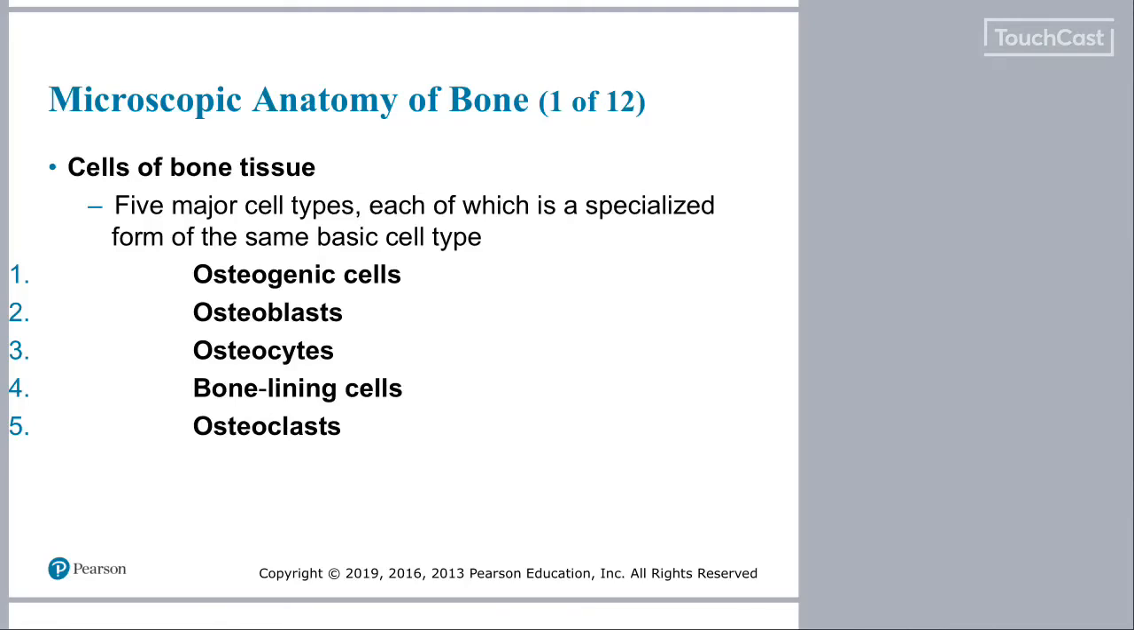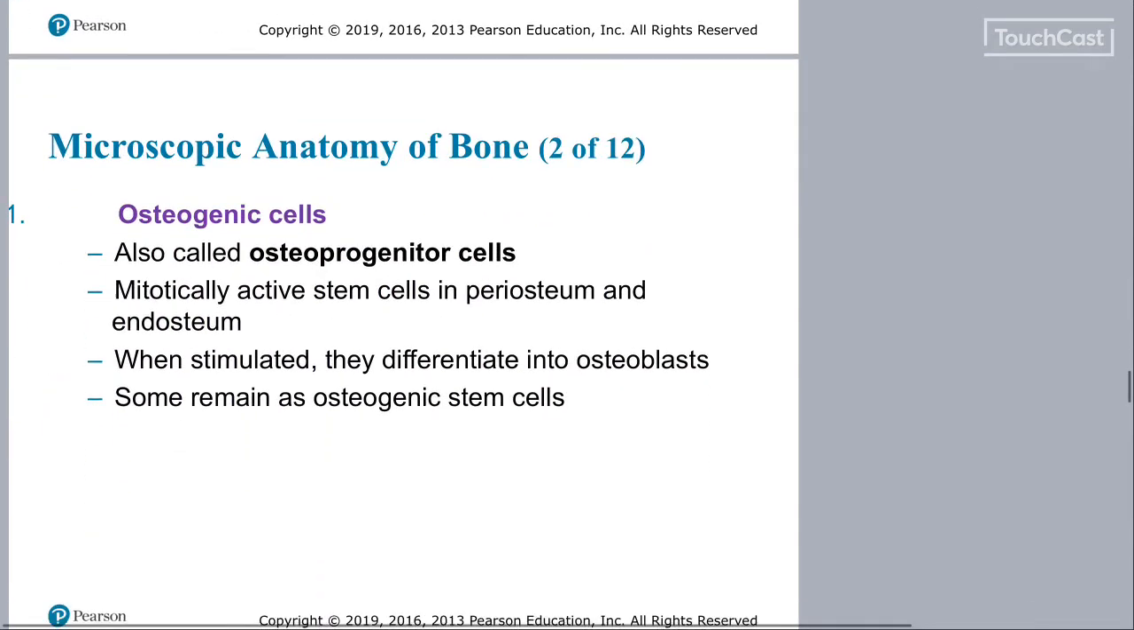So we are going to resume with the microscopic anatomy of the bone. Our 5 major cell types that we are going to seek are osteogenic cells or osteoprogenitor cells, osteoblasts, osteocytes, bone lining cells, and osteoclasts. So our osteogenic cells are also called osteoprogenitor cells. They are going to be stem cells that are actively dividing. We're going to find them in the periosteum covering the bone and on the endosteum on the inside of the bone. When they are stimulated or called to action, they are going to differentiate into osteoblasts, the bone building cells, and then some of them will remain as those stem cells.